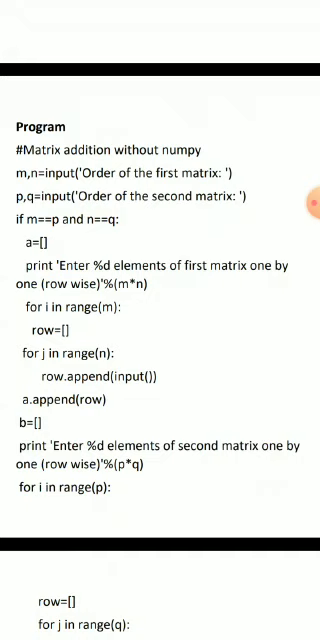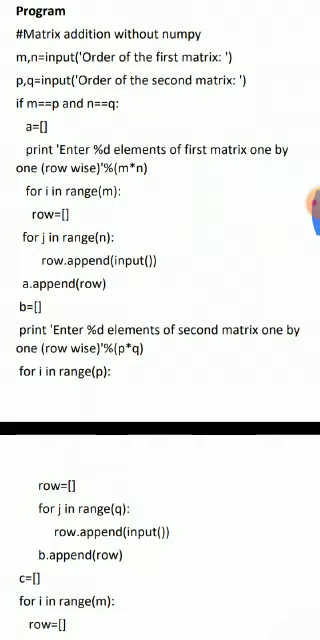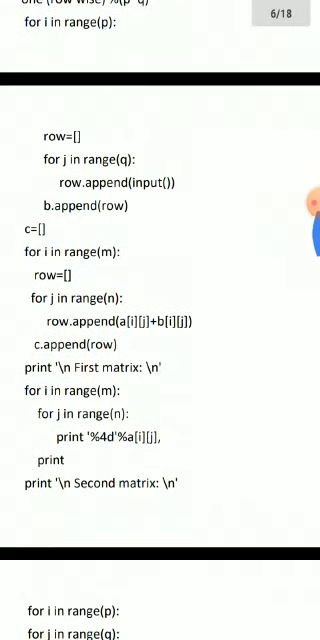B equal to an empty set. Print 'Enter the elements of second matrix one by one, row wise' with percent p star q. For i in range p, row equal to empty set. For j in range q, row dot append of input. B dot append row. C equal to an empty set.